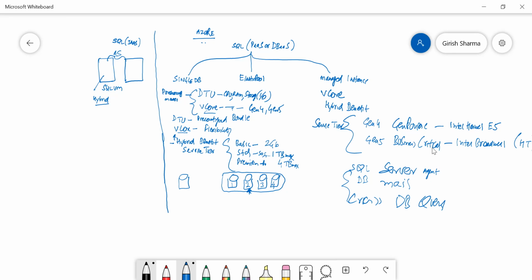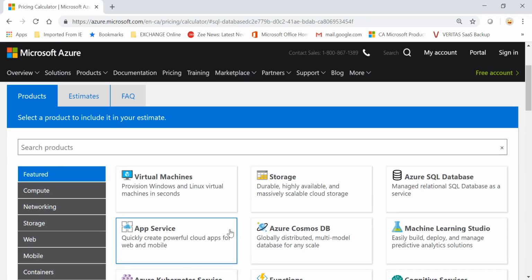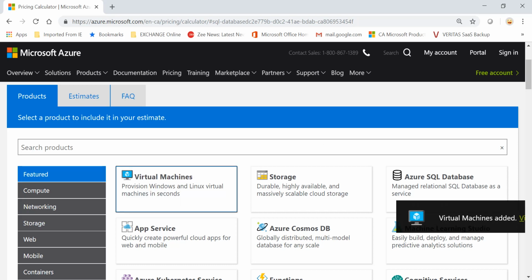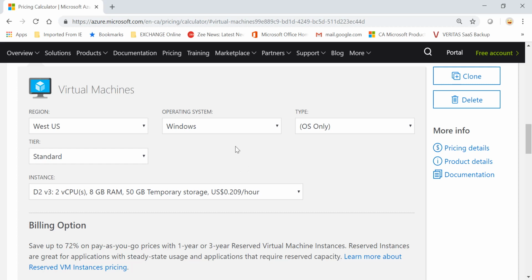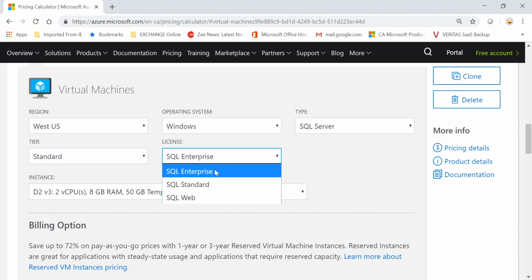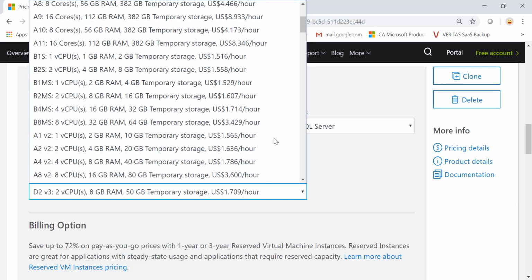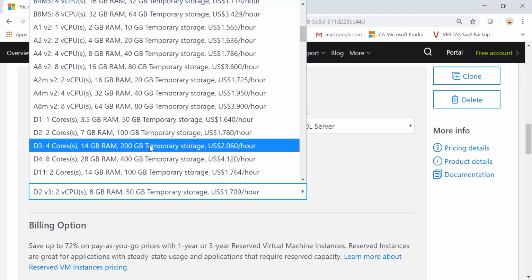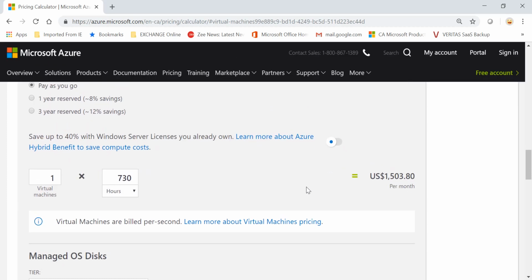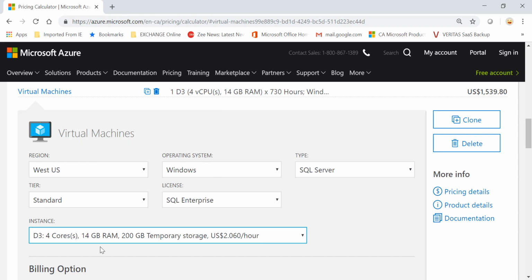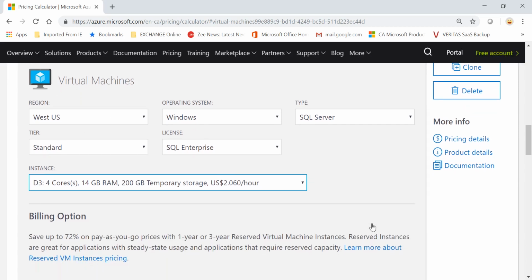So let me go to the pricing calculator and see the things that I talked about, if they are there or not. This is generally available. I'm under the featured, and if I go to virtual machine and open this and choose my region and operating system, and under the type you see I have the SQL Server. Under the licensing, depending upon what my needs are, I can choose enterprise, standard, and web, and then what kind of compute power I want. So depending upon my application, I can choose from all these options, and whatever price you see here will include the SQL licensing cost as well as the compute cost for this machine.